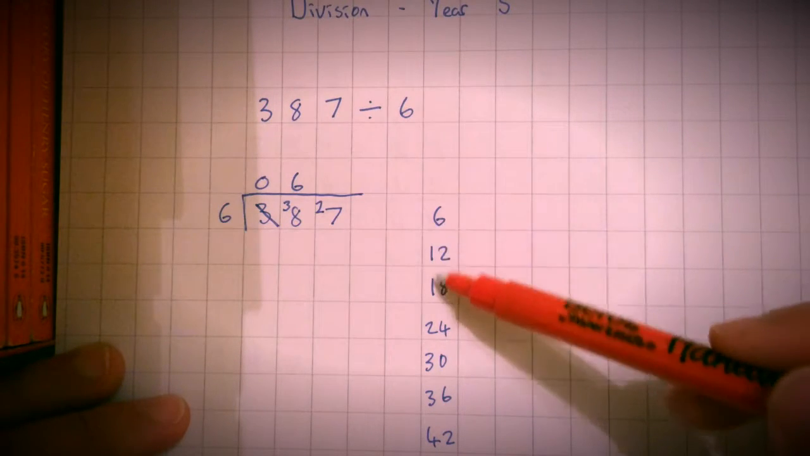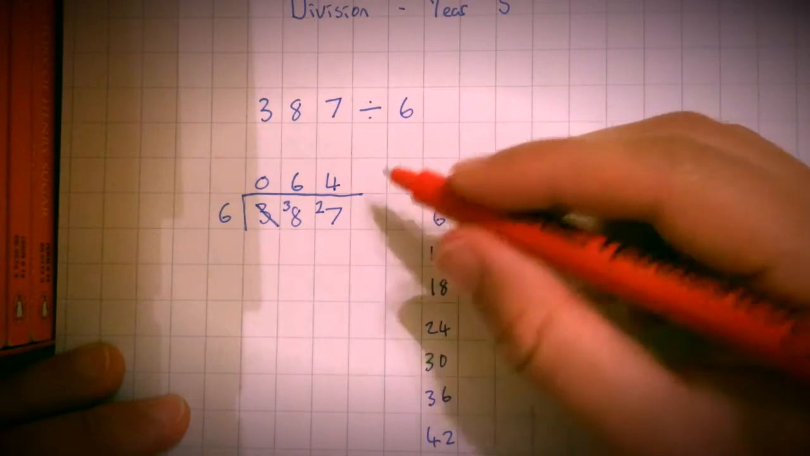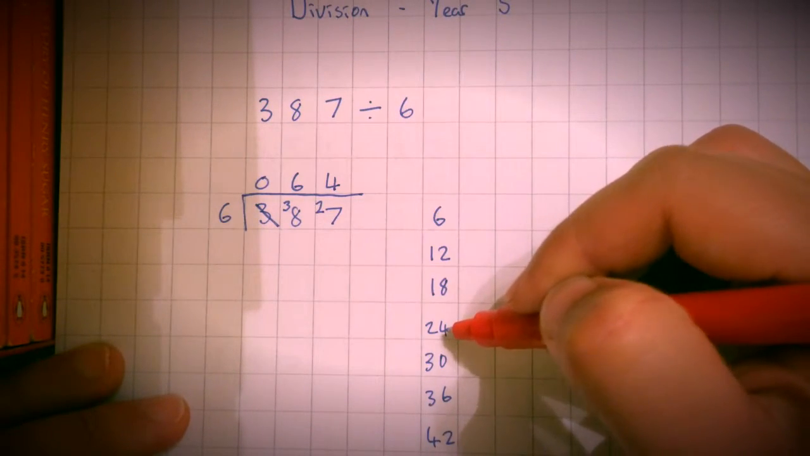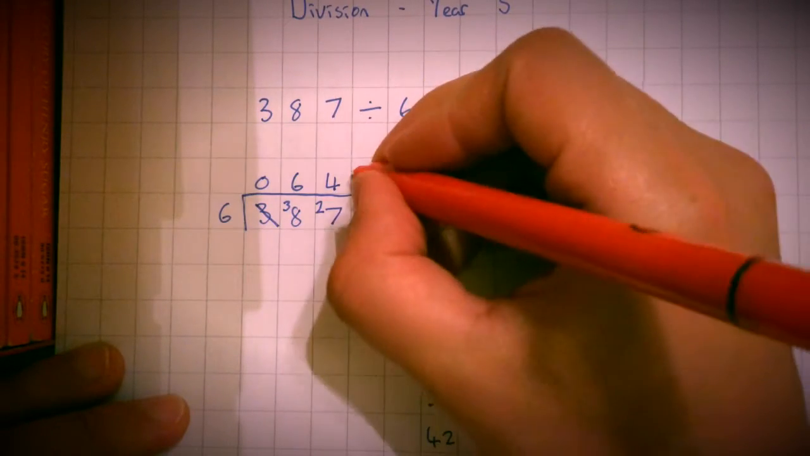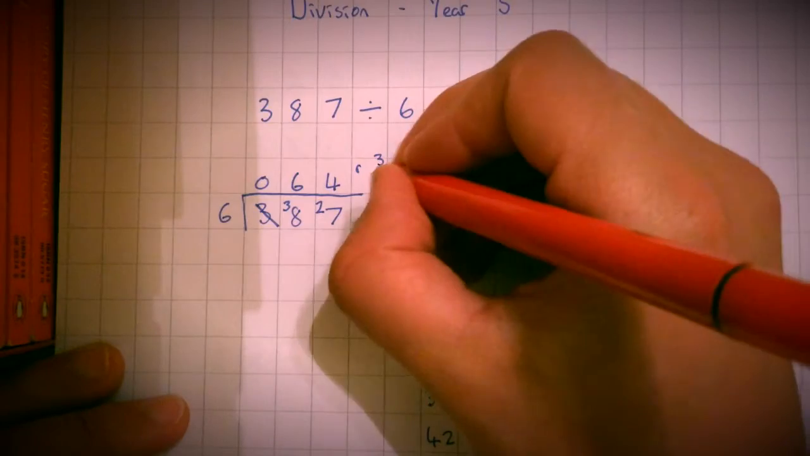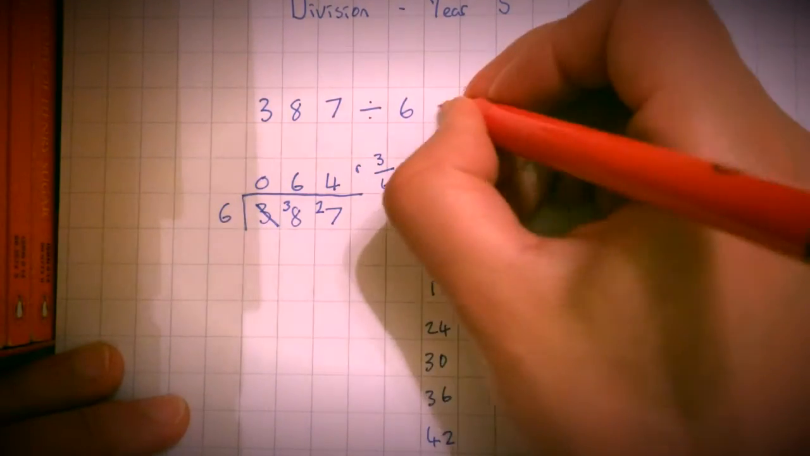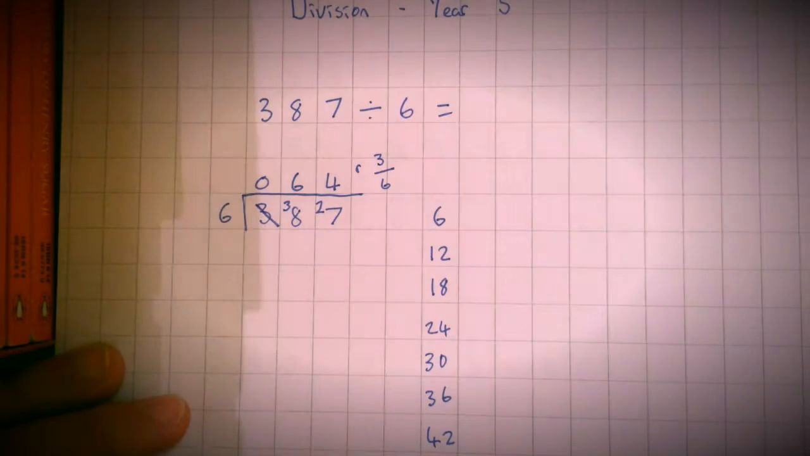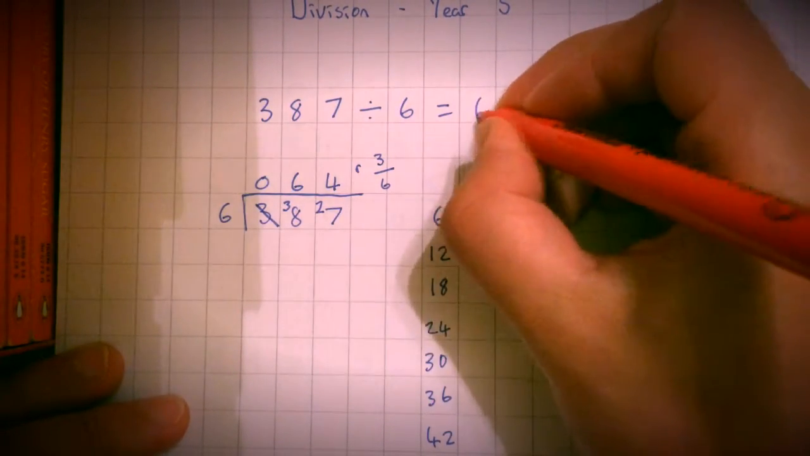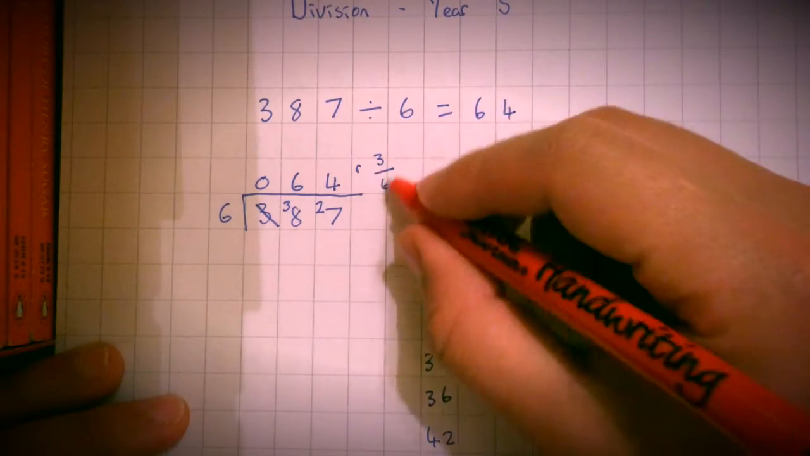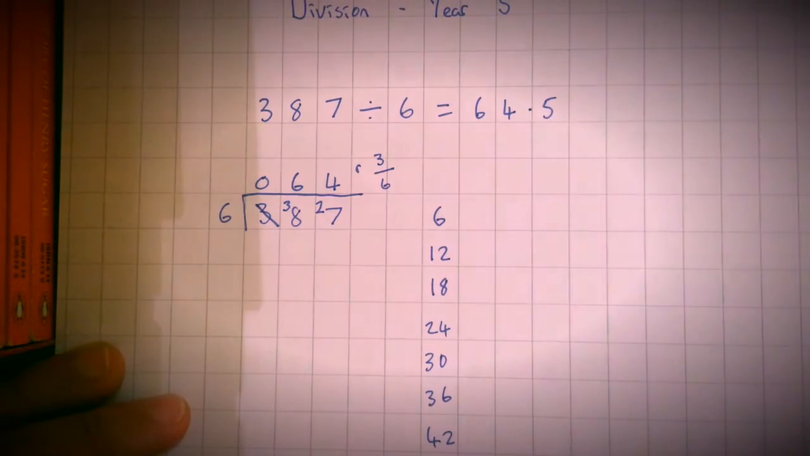So that's 1, 2, 3, 4 groups of 6. And how many have I got left over? What's the difference between 24 and 27? It's 3. So my remainder is 3 out of 6. So 387 objects shared equally into 6 groups would leave us with 64.5, because 3 over 6 is the same as a half.